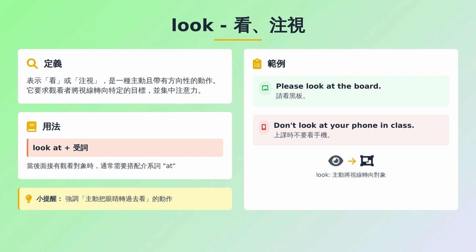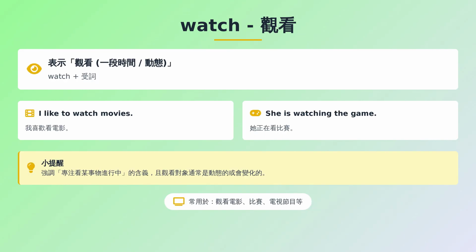Example: Please look at the board. Don't look at your phone in class. Tip: look, actively direct your gaze towards the object. Watch indicates watching over a period of time or activity.